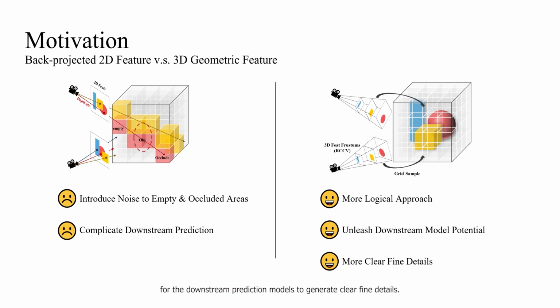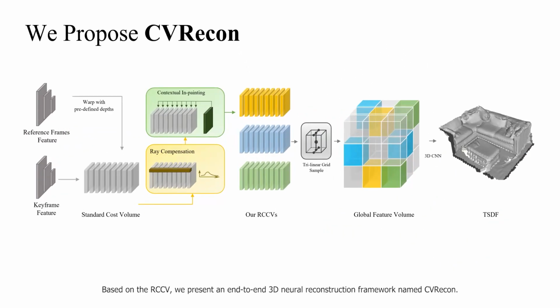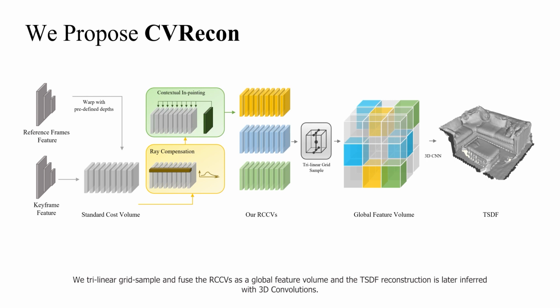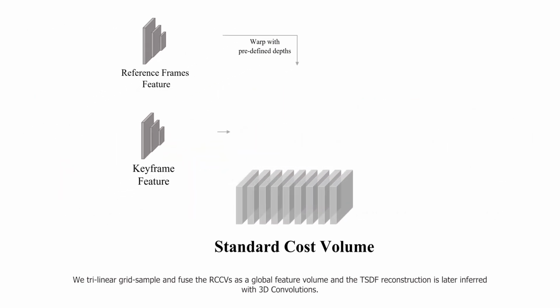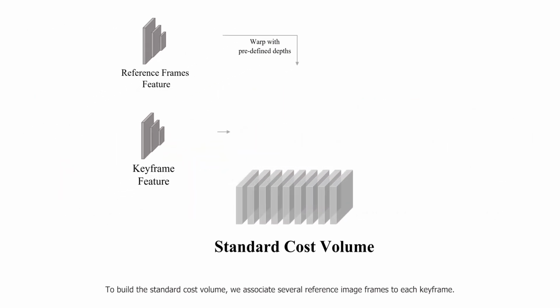Based on the RCCV, we present an end-to-end 3D neural reconstruction framework named CVRecon. First, the 2D image features are extracted to build standard multi-view cost volumes for each keyframe, which is later enhanced by our ray compensation and contextual in-painting modules. We tri-linear grid sample and fuse the RCCVs as a global feature volume, and the TSDF reconstruction is later inferred with 3D convolutions. To build the standard cost volume, we associate several reference image frames to each keyframe.